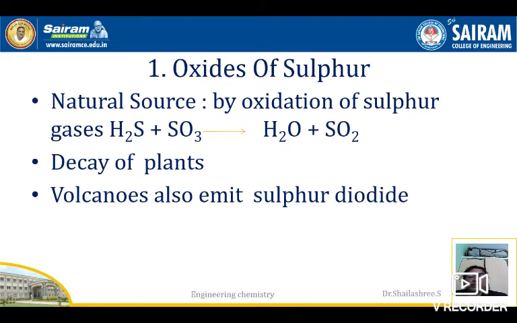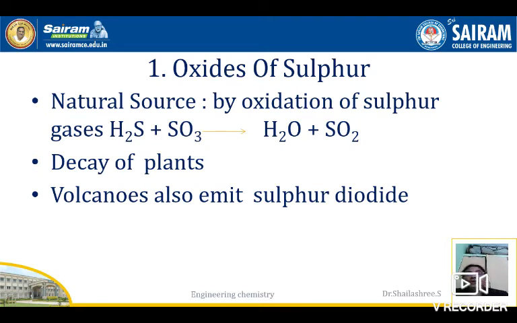And let us take the first example, oxides of sulfur. Oxides of sulfur enter the atmosphere by natural sources as well as by anthropogenic sources. Natural sources means from nature, how it is entering the atmosphere: by oxidation of sulfur-containing gases, and also from mining activities and from ore processing units.